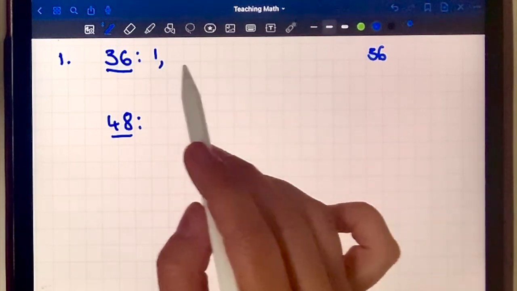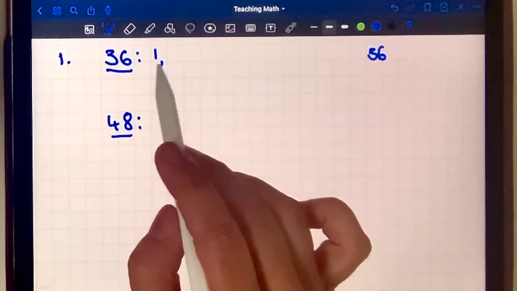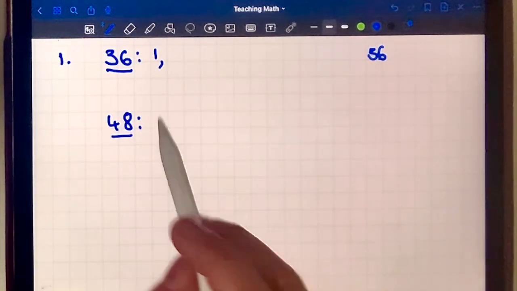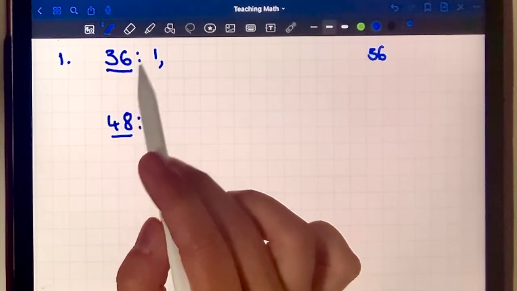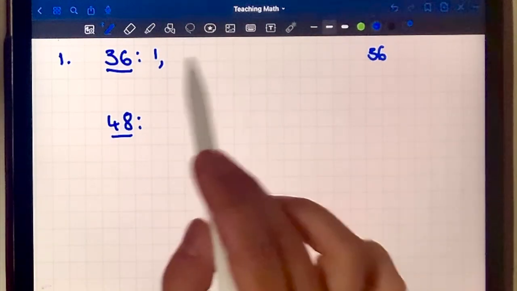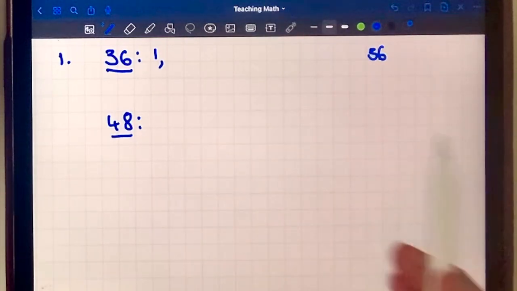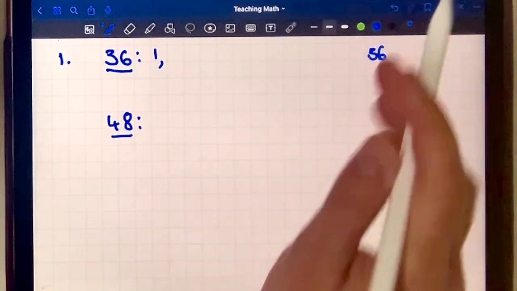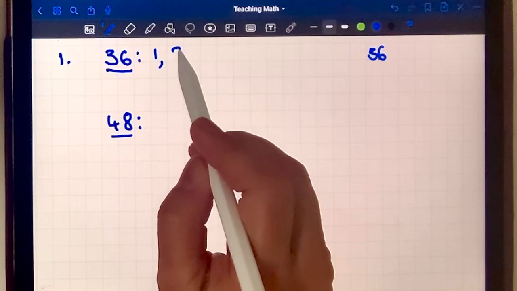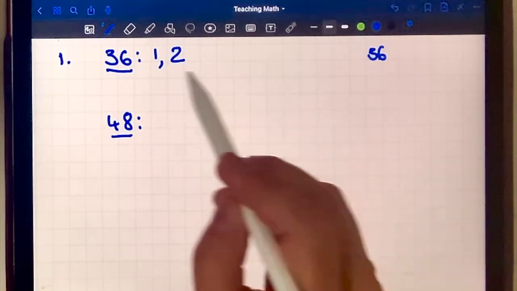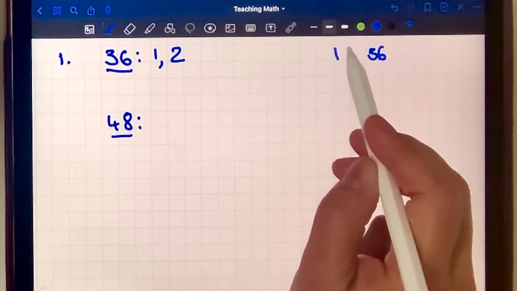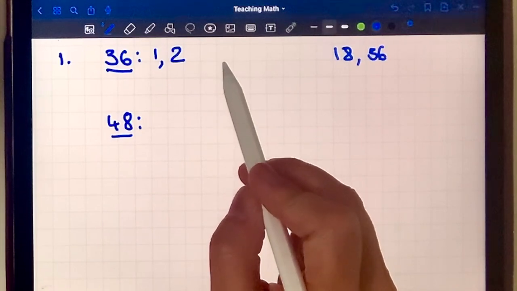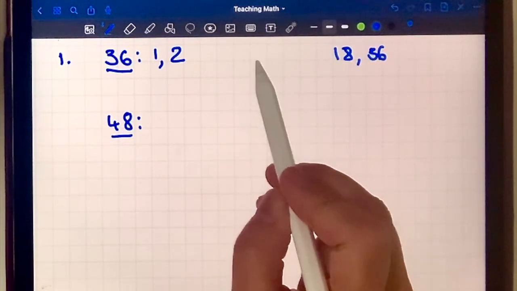After that, you want to try and find all the other factors in between, and this comes down to knowing your times tables and also knowing divisibility tests, and I might make a video about those another time. But for now, we know that the next factor of 36 is 2. 2 goes into 36 18 times. So I'm writing them on opposite ends because I'm actually going to arrange them in ascending or increasing order.